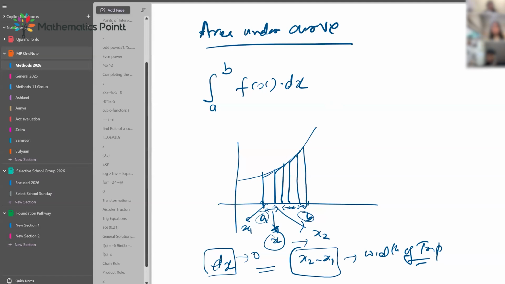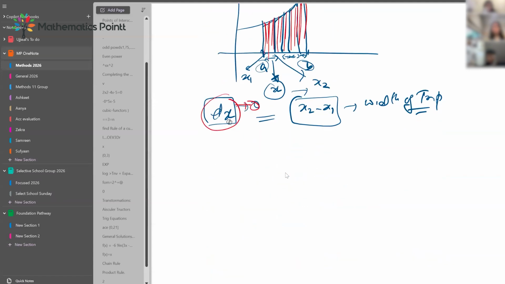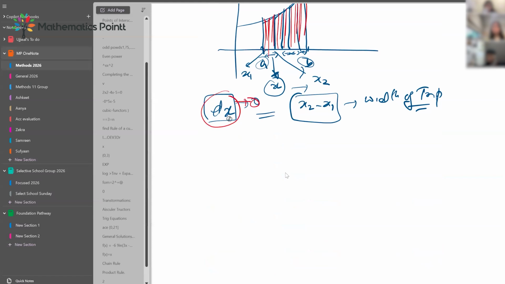I can slice and dice infinite trapeziums, right? Infinite trapeziums when my dx is almost approaching zero. So in that case, how will I find the area under the curve? All those infinite areas combined together, right or wrong? All those infinite areas combined together. In general, the area is f of x dx.